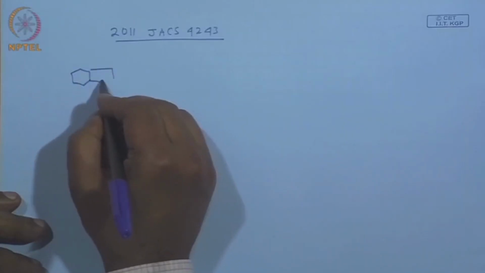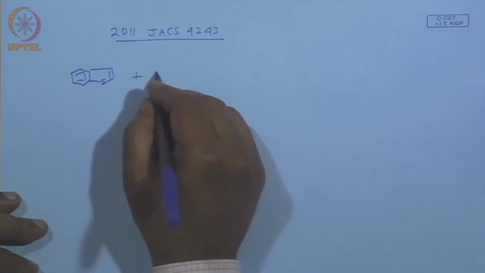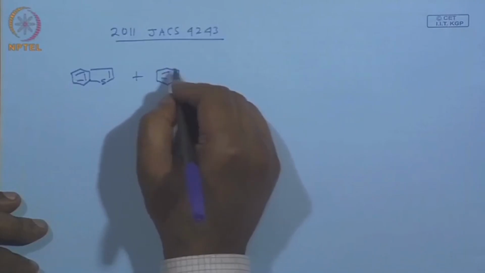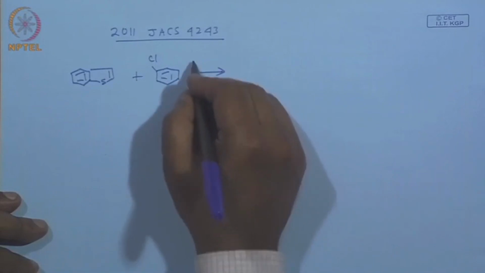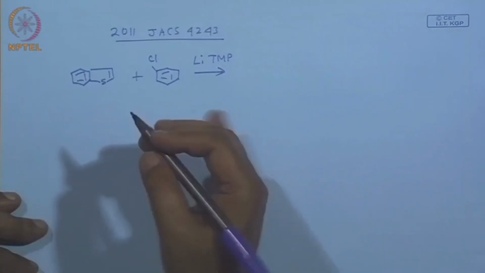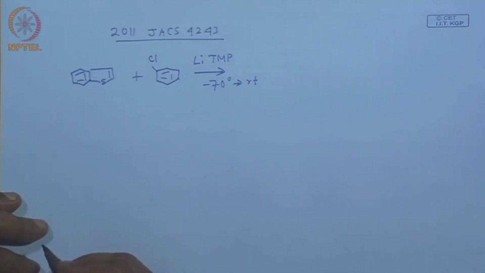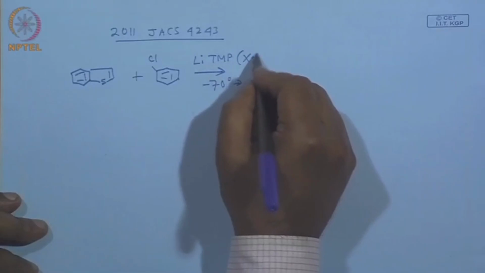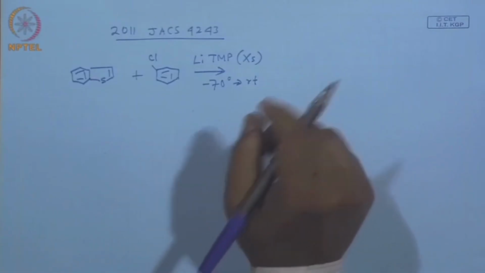Like say if you have a reaction done on benzothiophene and let us say the chlorobenzene, then lithium TMP, and as usual temperature etc. Minus 72 to room temperature. Okay. I will give you excess amount, maybe 3 equivalents of LiTMP. So, what do you expect?